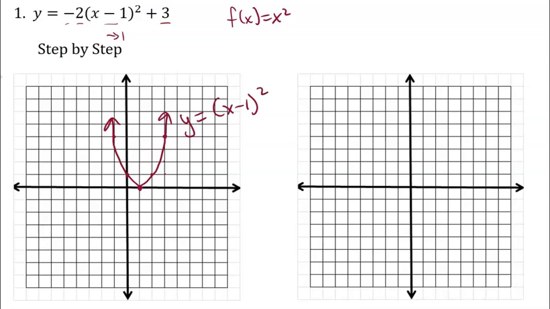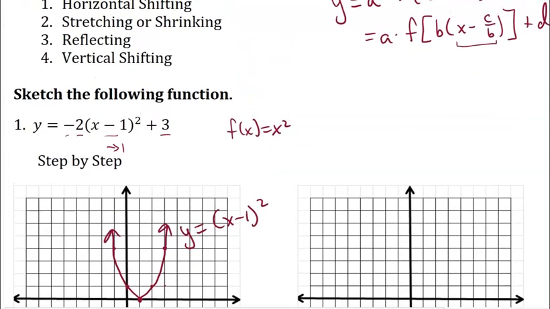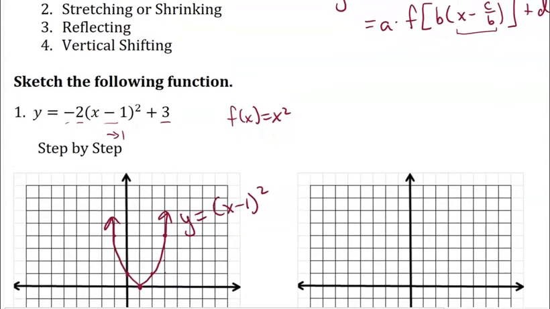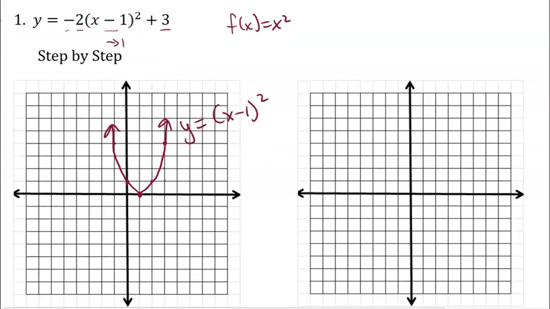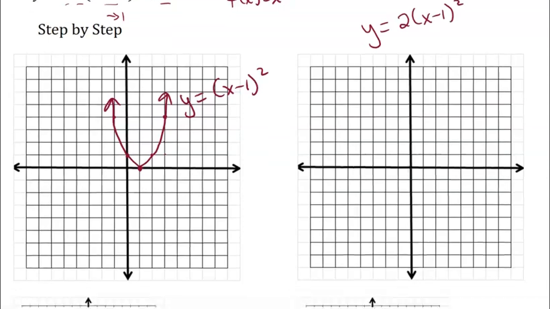All right. Next thing we're going to do is this. We don't have a horizontal stretch or shrink, but we do have a vertical stretch or shrink. And actually, we'll do this in 2 steps. So I'm just going to do the 2 first, a vertical stretch by 2. So this is going to be y equals 2 times x minus 1 squared, and then I'll do the reflection in the next one.